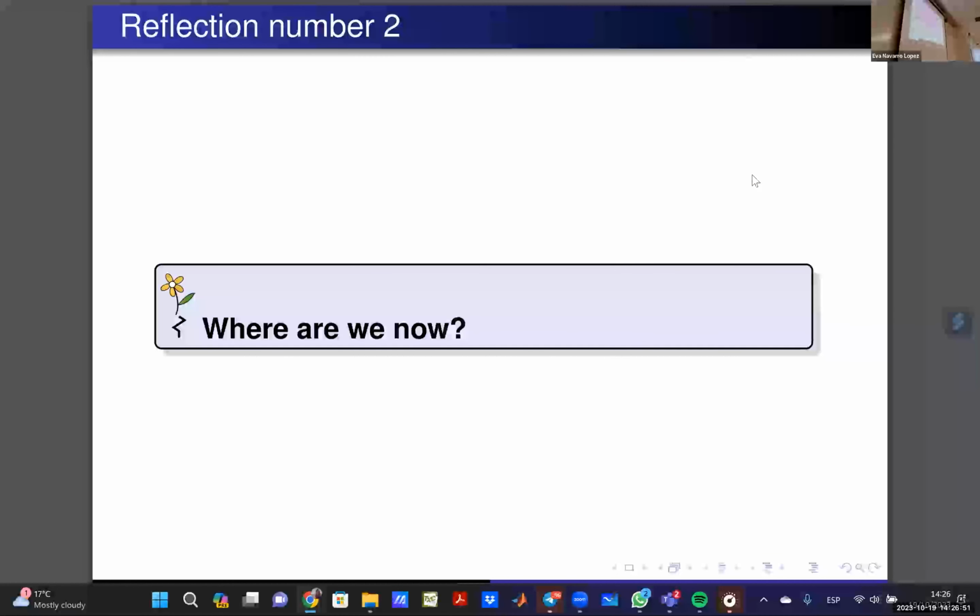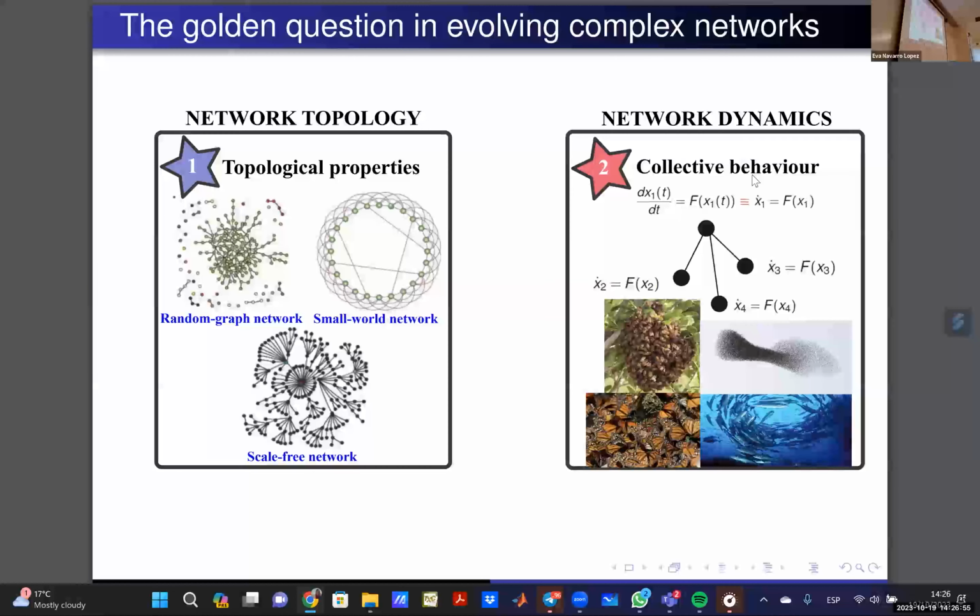So, reflection number 2: where are we now? For me, the basic question that hasn't been solved yet, and is now a problem, is what I call the golden question in evolving complex systems and networks. It is connecting the network topology and the dynamics.